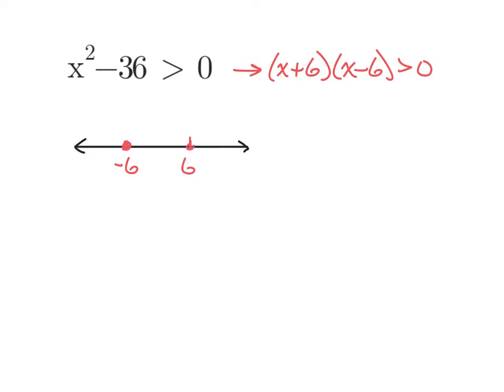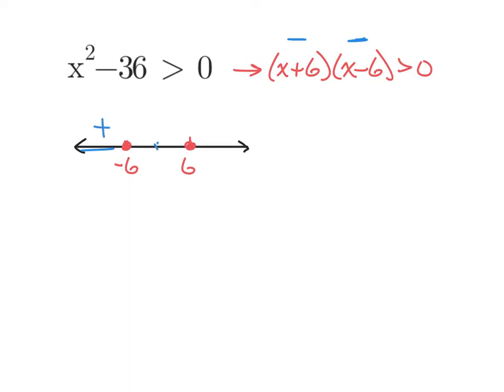Those are where the function is equal to 0, or the expression is equal to 0. Testing each interval, just go through and pick a number that's smaller than -6, like -100. -100 plus 6 is negative. -100 minus 6 is negative. So when we do negative times negative, that will be positive.